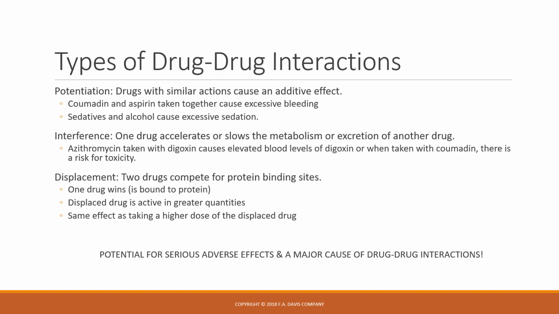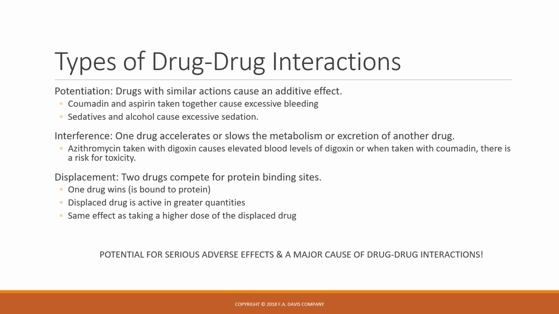So back to our interactions, we'll go back to drug-drug interactions. There are a few different types of drug-drug interactions. The first type will be potentiation. These are drugs with similar actions that cause an additive effect. For example, Coumadin and aspirin taken together may cause excessive bleeding. Sedatives with alcohol can cause excessive sedation. So these drugs together cause an additive effect. They give you more than what you want.